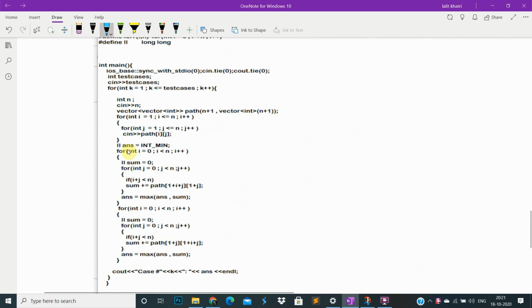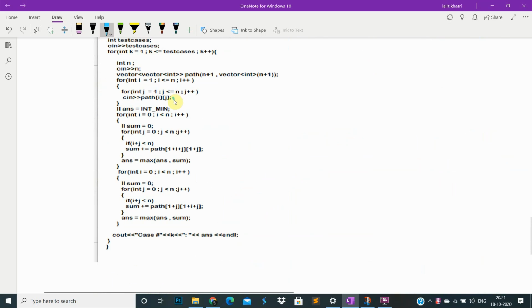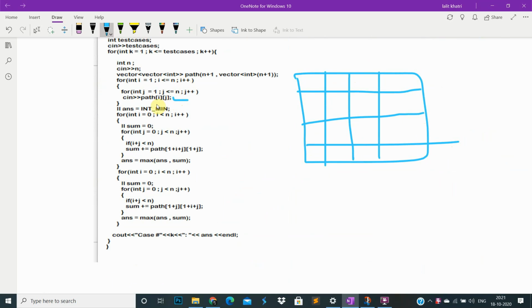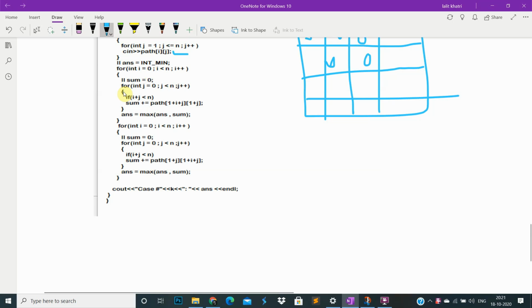Okay, let's see the solution. I will create a path, naming the grid, and after that I will take all the inputs. Then I will create an answer integer, and for i equal to 0 to i less than n, I will create a loop like this.